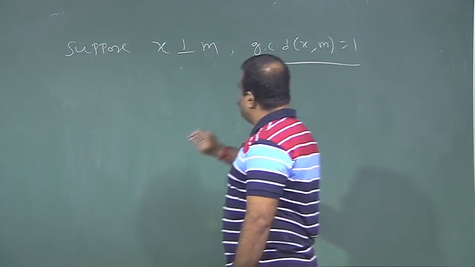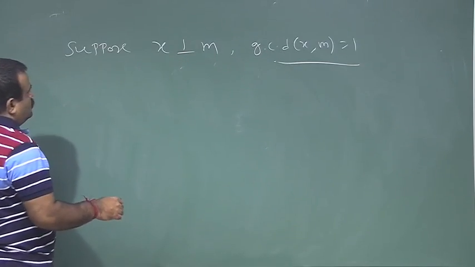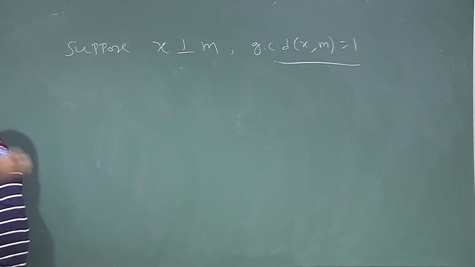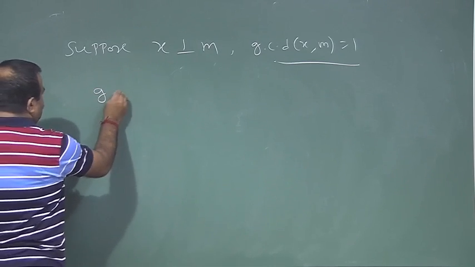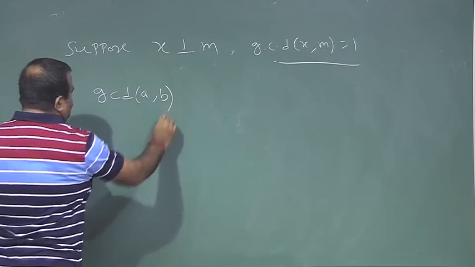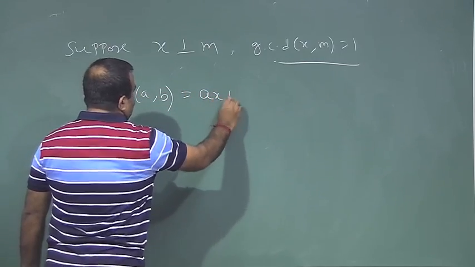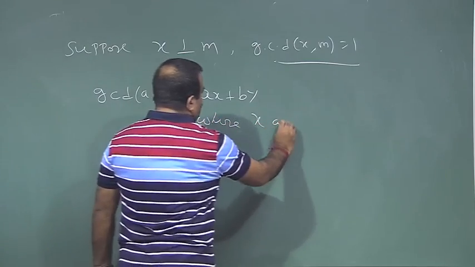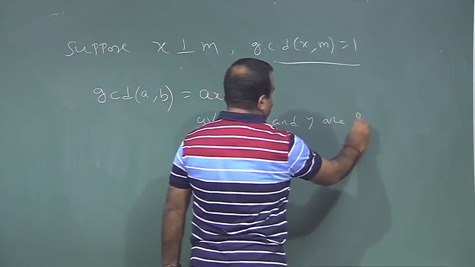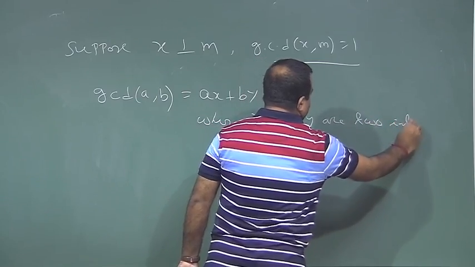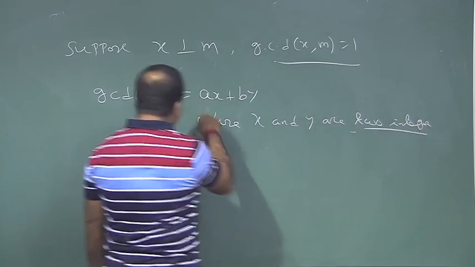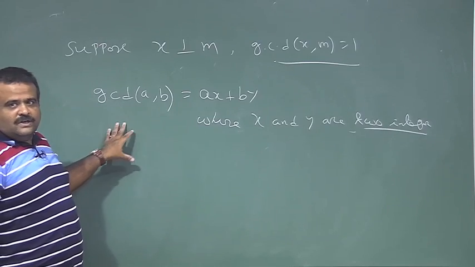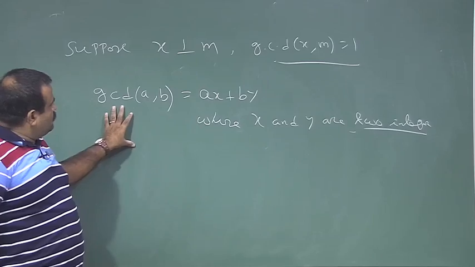So, we will use a theorem which we will prove in the next class: the GCD of any two integers a, b can be written as a x plus b y, where x and y are two integers. This actually gives us the extended Euclidean algorithm to find the inverse, but we have to prove it.